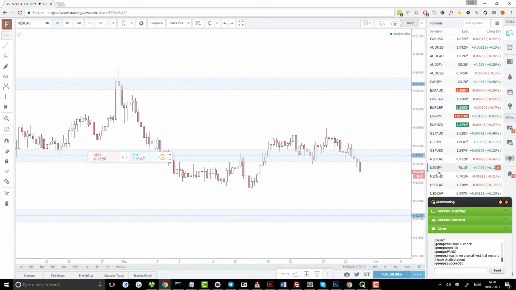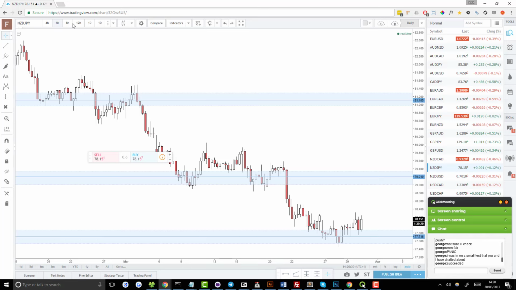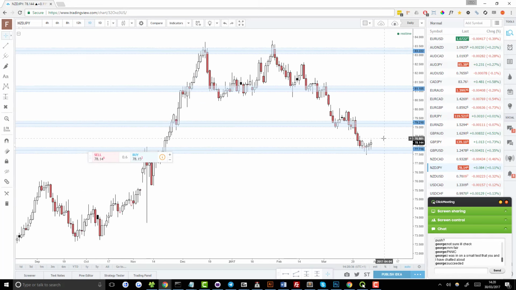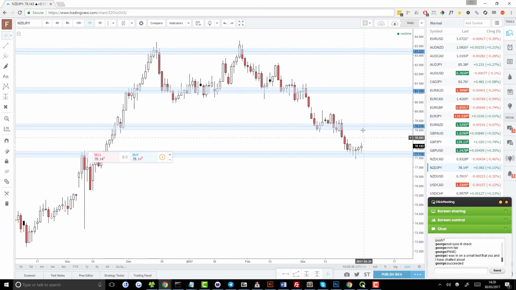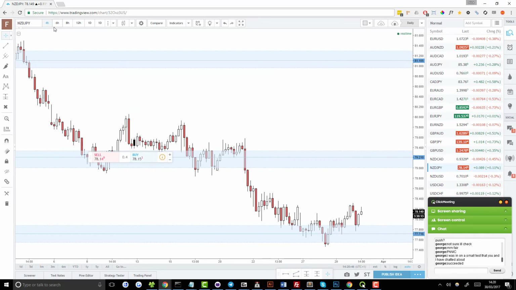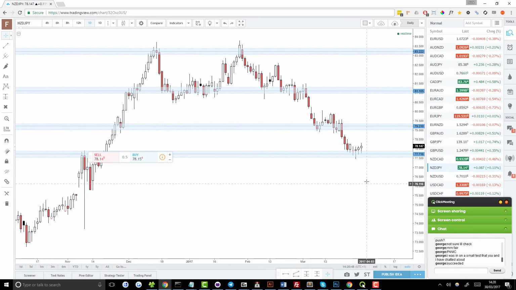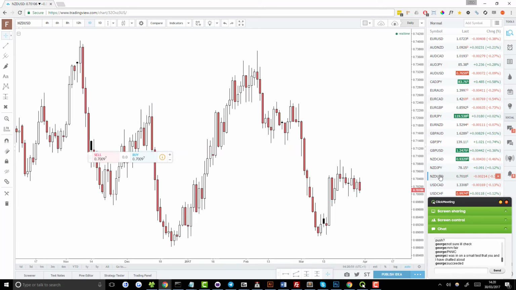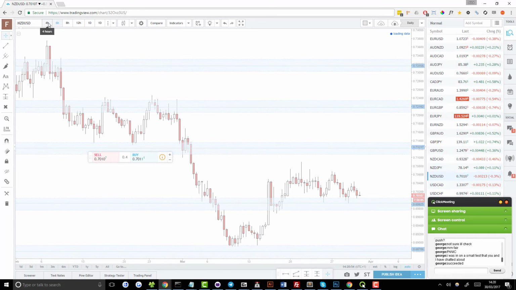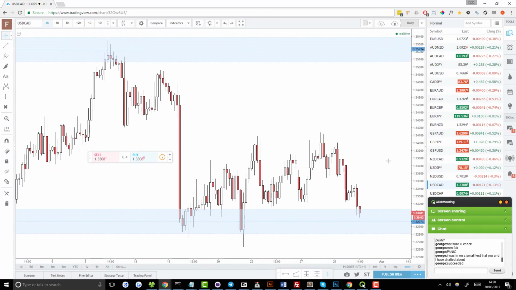New Zealand is just doing its thing that it's been doing for the last few days. New Zealand JPY. Were we looking at this yesterday? I think we were, but yeah, it doesn't look that good. It's just stalling on support, really. It looks like it's climbing up, but I think that's a bit deceiving. I'm not too interested in that. New Zealand USD is just in a tight range.